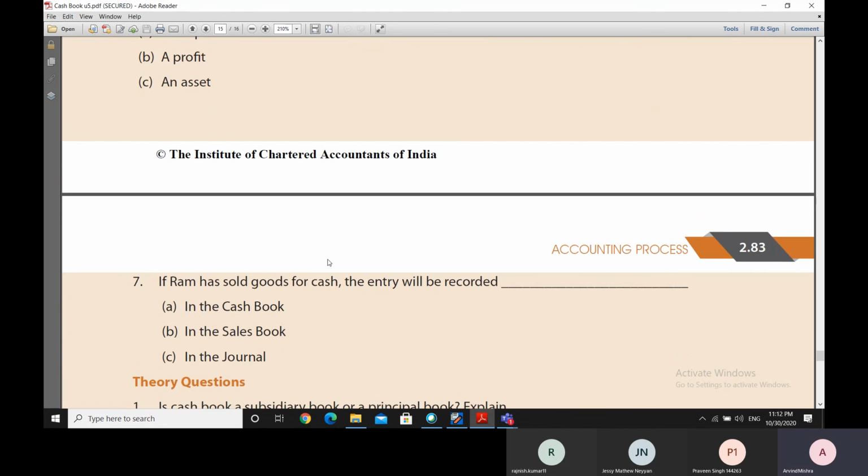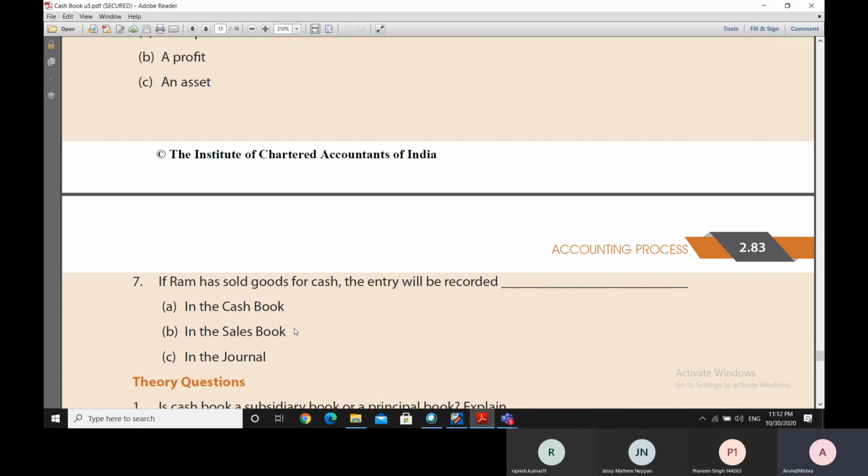So, let us see. Okay, one more question is there. If Ram has sold goods for cash, I don't know why this Ram word is used every now and then, but okay, fine. If Ram has sold goods for cash, the entry would be recorded where? So if the goods are being sold for cash, where would the entry be recorded?